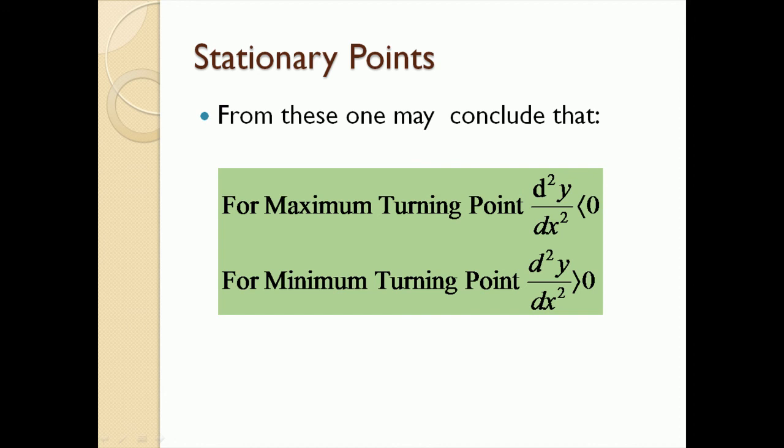From these, one may conclude that for a maximum turning point, d2y by dx squared is smaller than 0. For a minimum turning point, d2y by dx squared is greater than 0.